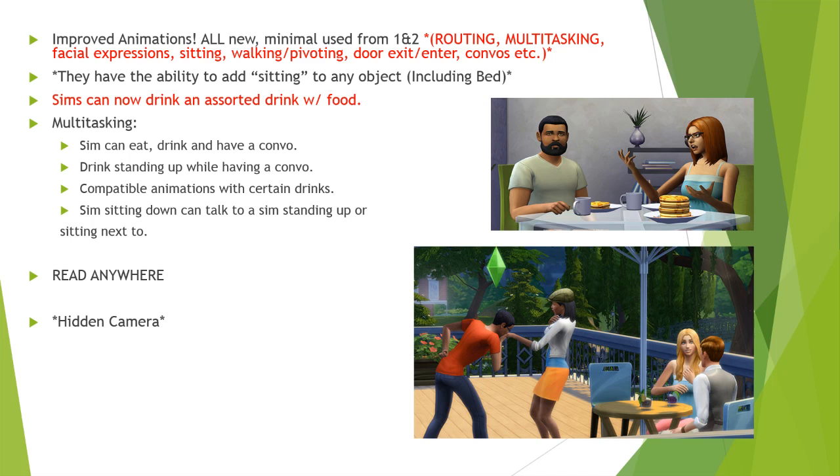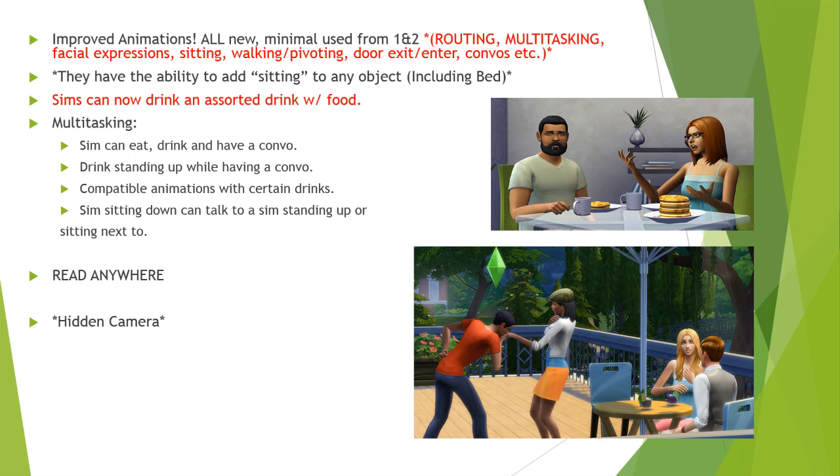But anyway, the main things I will be talking about in this presentation are routing, multitasking, facial expressions, sitting, walking and pivoting, like rotating, door exit and enter, and conversations. Alright, so for the first time ever, the developers have the ability to add sitting to almost any object in The Sims 4, including the bed, the toilet, the shower, the bathtub, maybe a counter. Who knows? We will see what they add in.